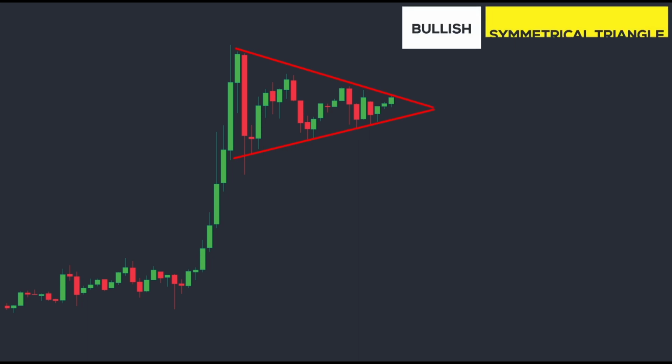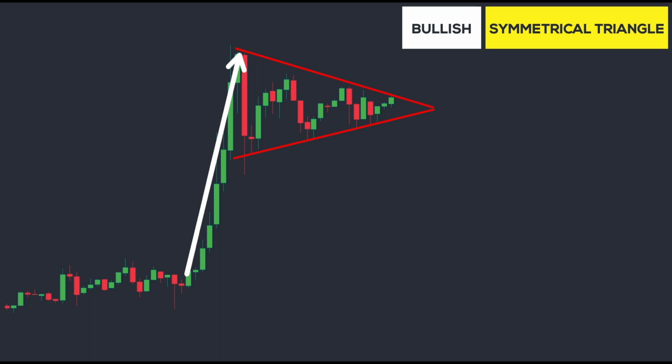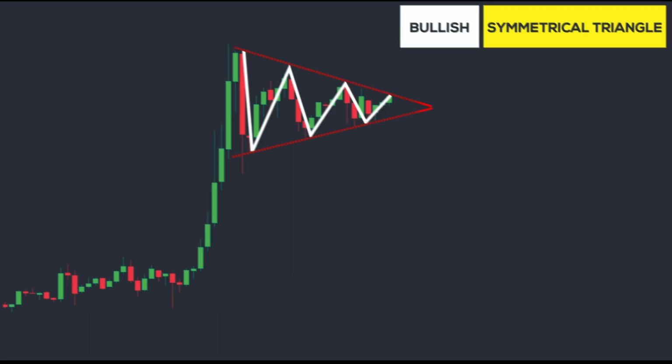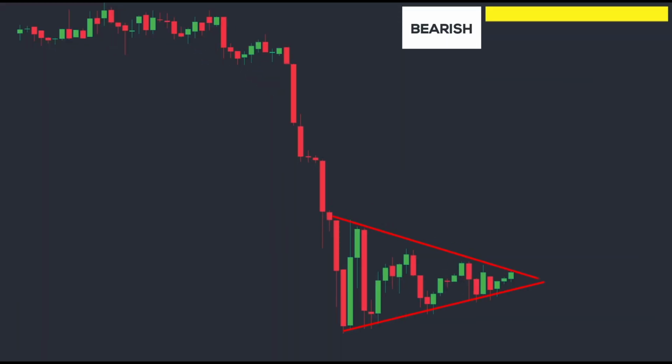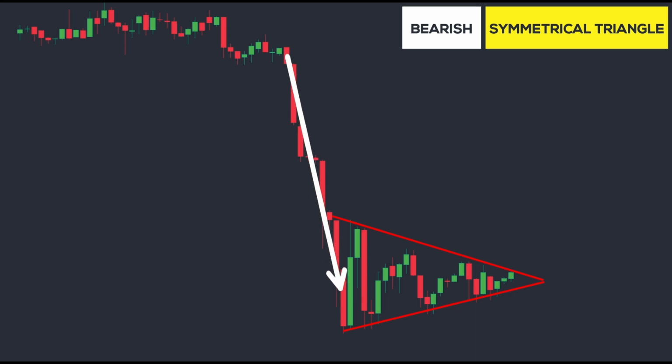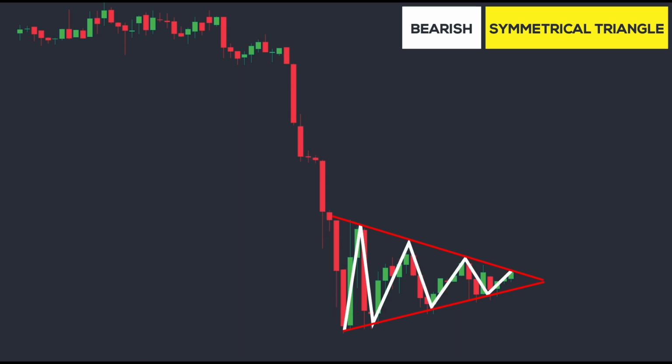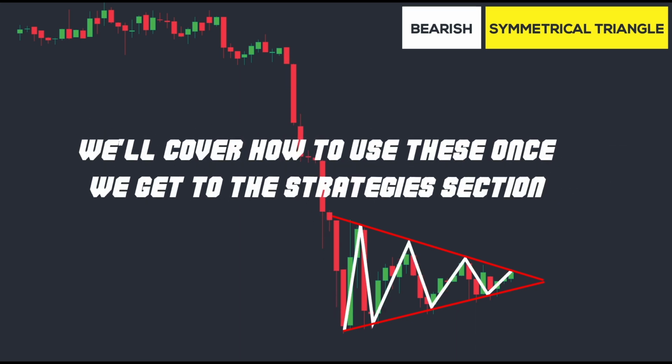A bullish symmetrical triangle starts with an uptrend followed by the pattern formation. The bearish symmetrical triangle starts with a downtrend followed by the pattern formation. So we will be showing you how to use all of this once we get to the strategy section.